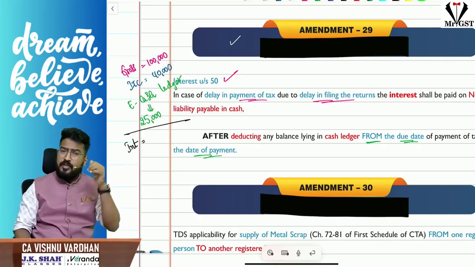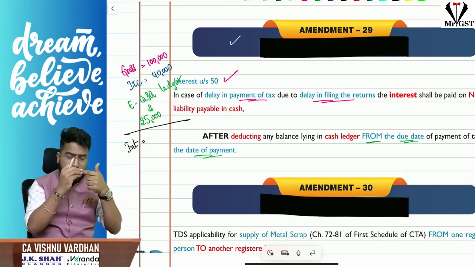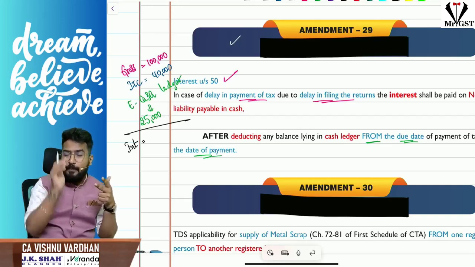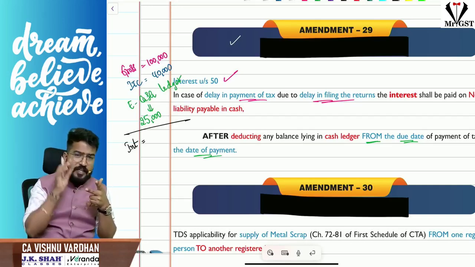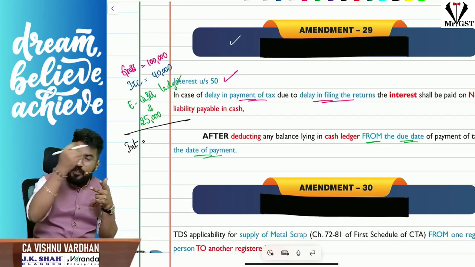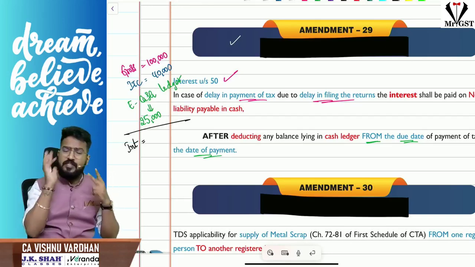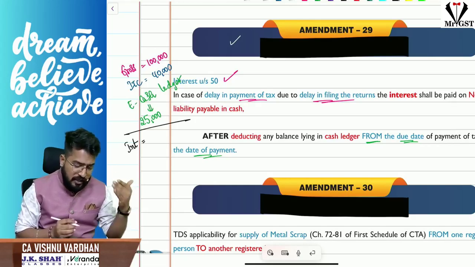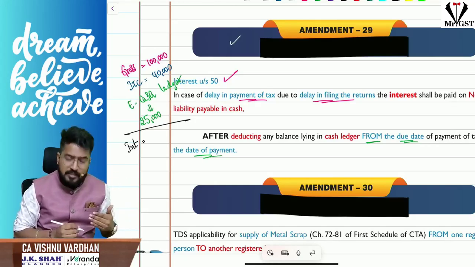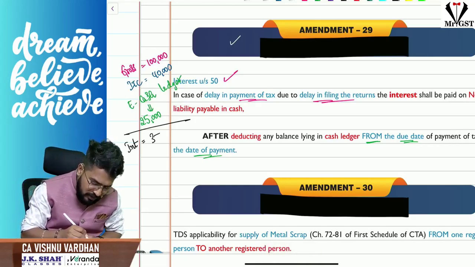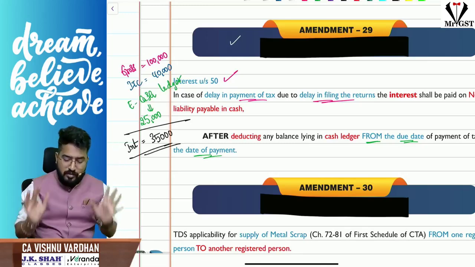So interest should be paid on what? Interest should be paid on gross liability minus e-credit ledger balance. That means 1 lakh minus 40,000 minus whatever the balance is there in e-cash ledger, from the due date of filing that return till the actual date of payment of tax. Let us assume 25,000 e-cash ledger balance is there. That means 1 lakh minus 40,000 is 60,000, 60,000 minus 25,000 is 35,000. On 35,000 you should be paying interest. So that is the concept.